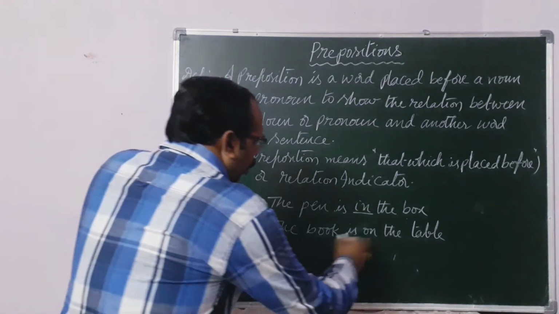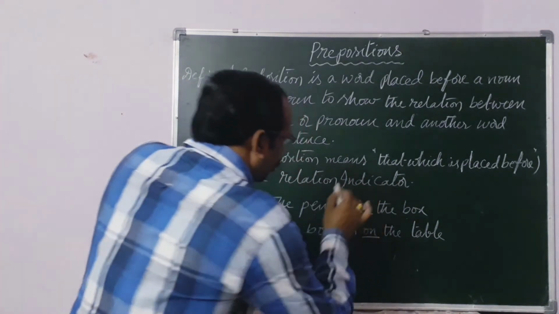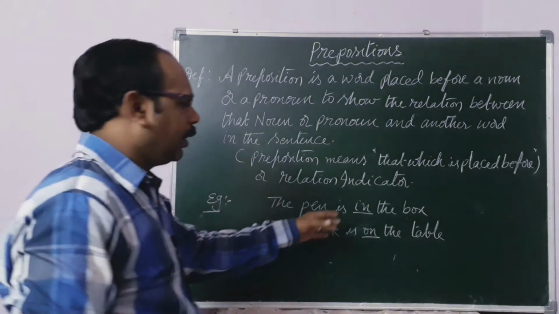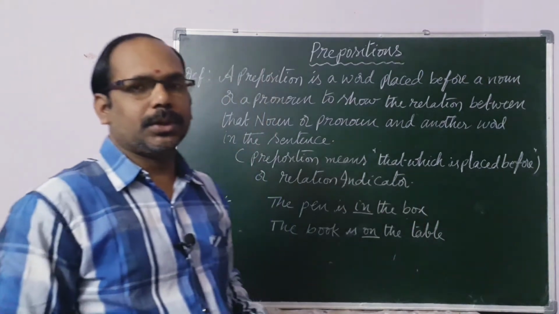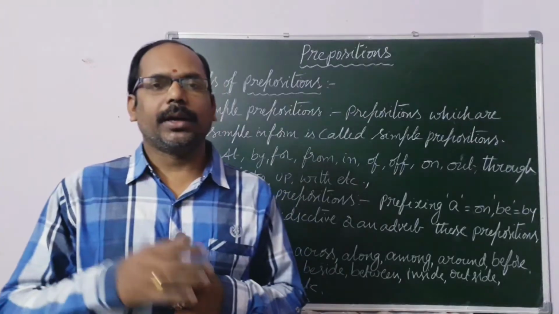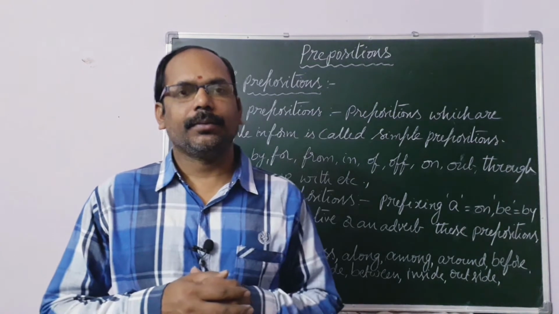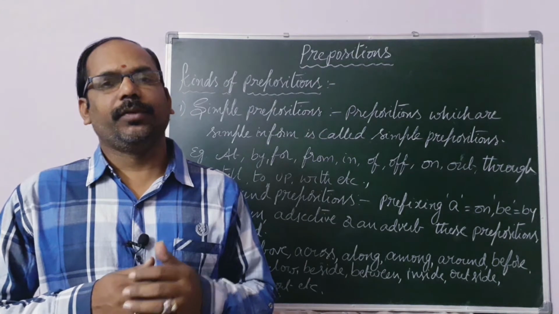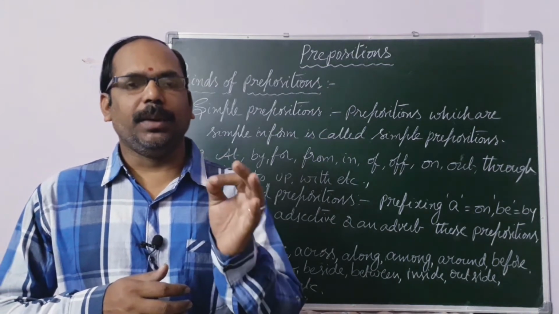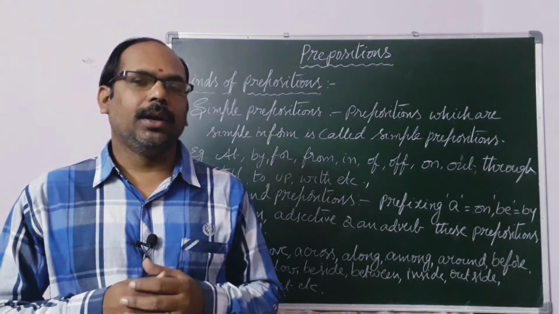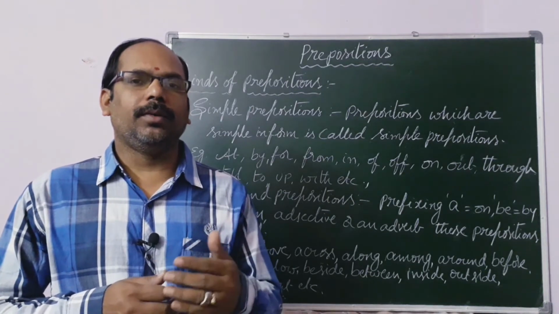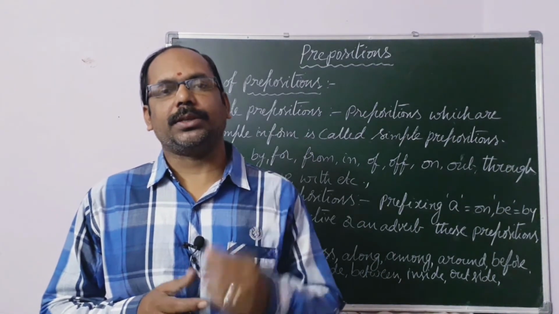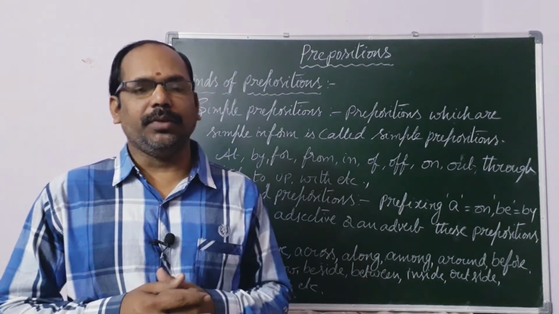And the book is on the table. Here preposition is on. It shows the relation between the book and the table. So it is preposition. Kinds of prepositions. Prepositions can be divided into 4 kinds. First one is simple preposition. Second one, compound preposition. Third one, phrase preposition. And fourth one, participial prepositions. Like that we can divide into 4 kinds.